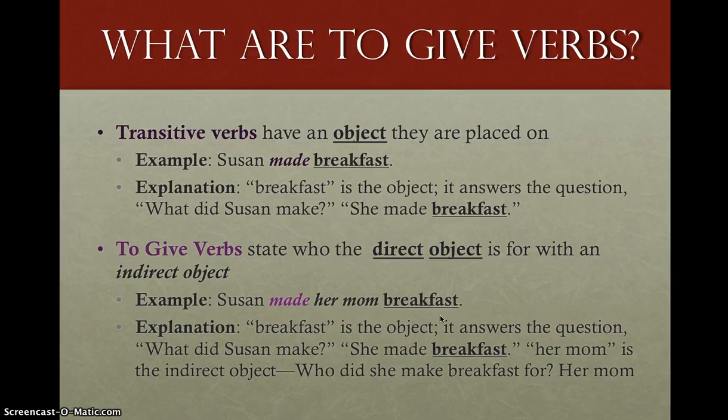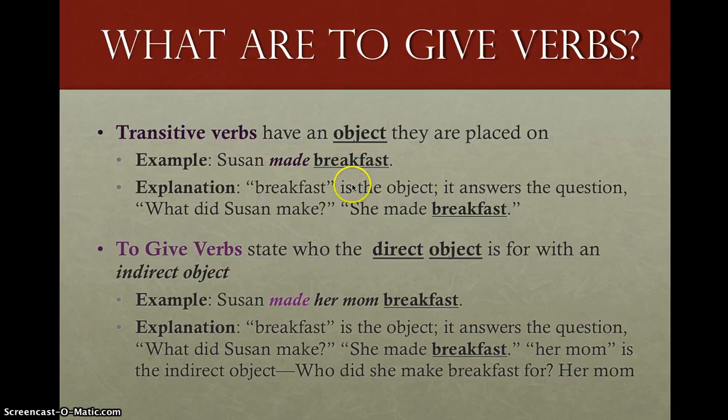Now, you've learned about transitive verbs, but you have not learned about to give verbs. So I'm going to explain to you what a to give verb is exactly. First of all, it is a type of transitive verb. A transitive verb is a verb that has an object. In this sentence, Susan made breakfast. We ask the question, what did Susan make? She made breakfast. It answers the question of what she made. The verb make is transferred directly onto breakfast.